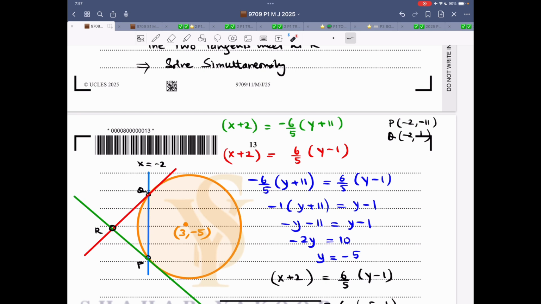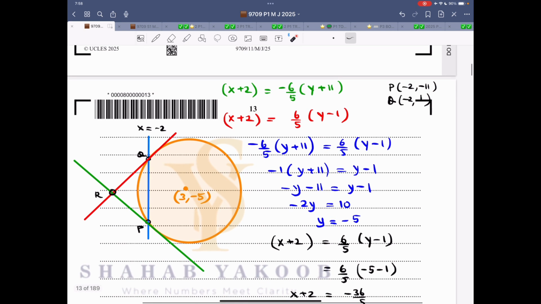So now think about it. This is negative 2. The x coordinates are the same. One has a height of 1, one has a height of 11. So over here, this is P, which is minus 2, minus 11. That's downstairs. Q is minus 2, 1. That's upstairs. We found this gradient, did the negative reciprocal. We found this gradient, did the negative reciprocal. And that is how the two tangents would meet at a point.